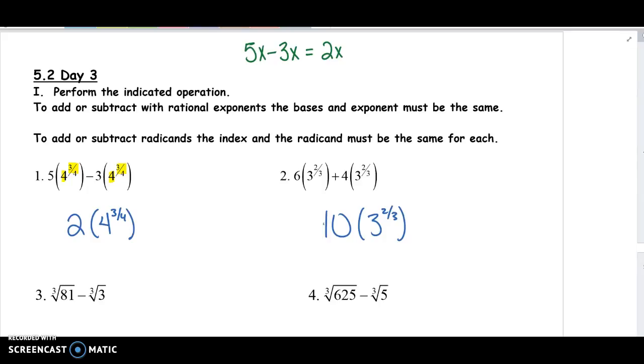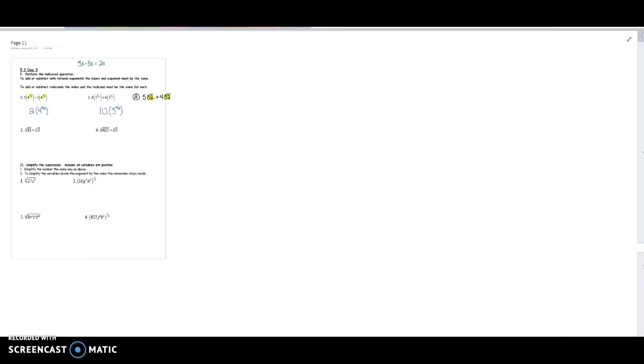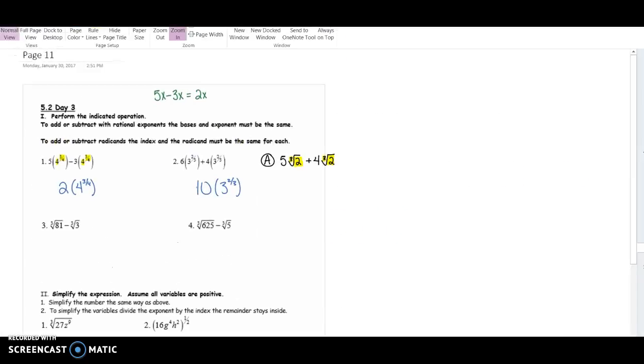Before we get to number 3, I would like to include example A right here. If I have 5 times the 3rd root of 2 plus 4 times the 3rd root of 2. Do you see how the index is the same on both of these? And the radicand is the same on both of these. So we have 5 third roots of 2 plus 4 third roots of 2. So how many third roots of 2 do we have altogether? 9 third roots of 2.